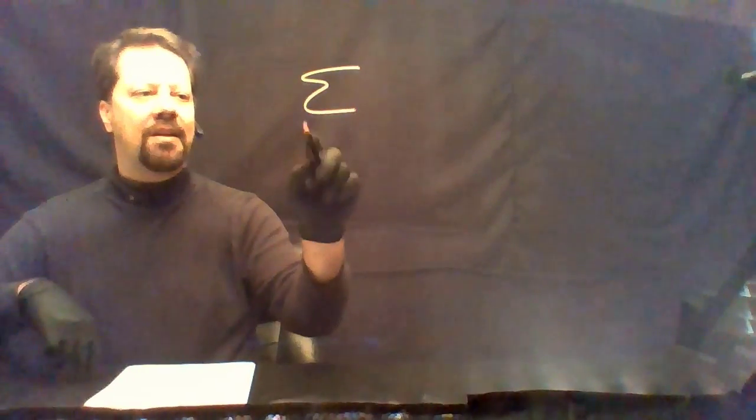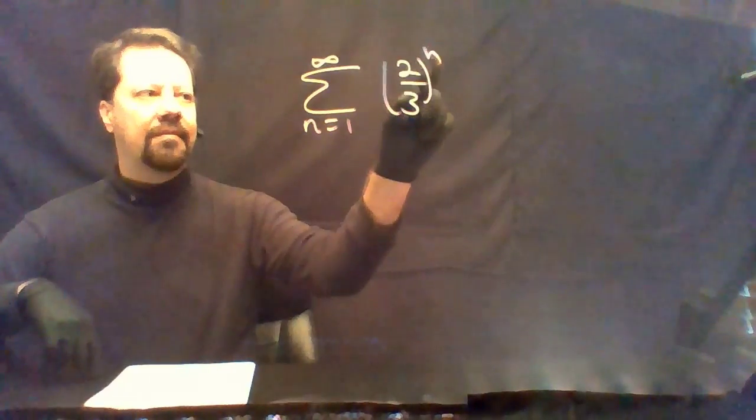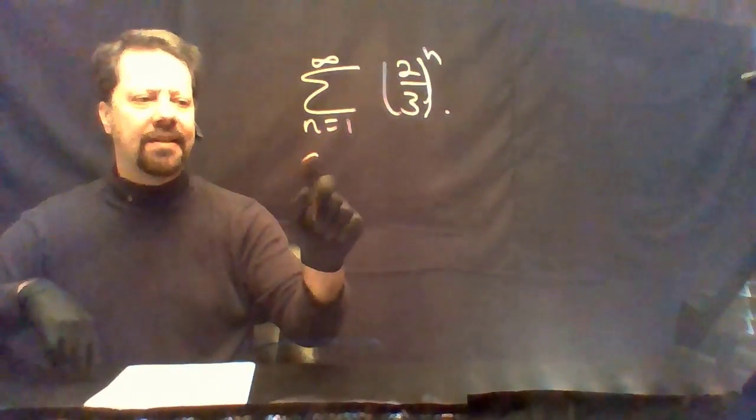We have the sum as n goes from 1 to infinity of 2/3 to the n. You should recognize this immediately as a geometric series.